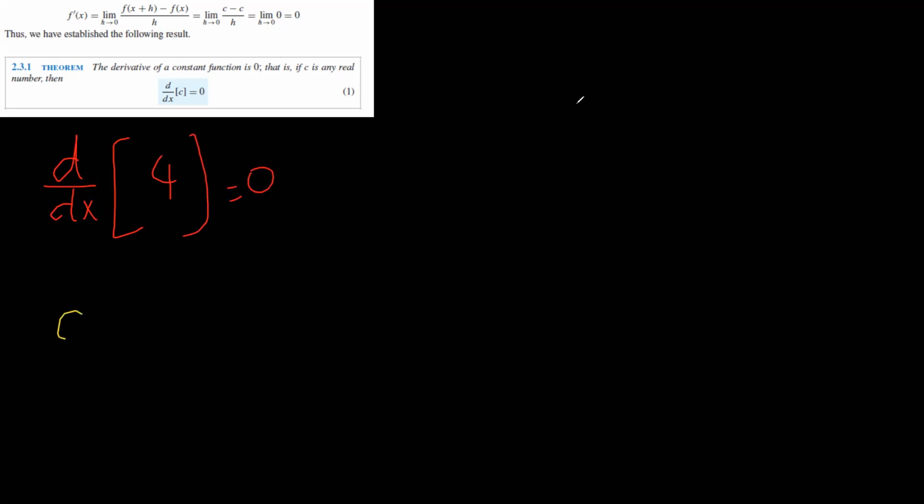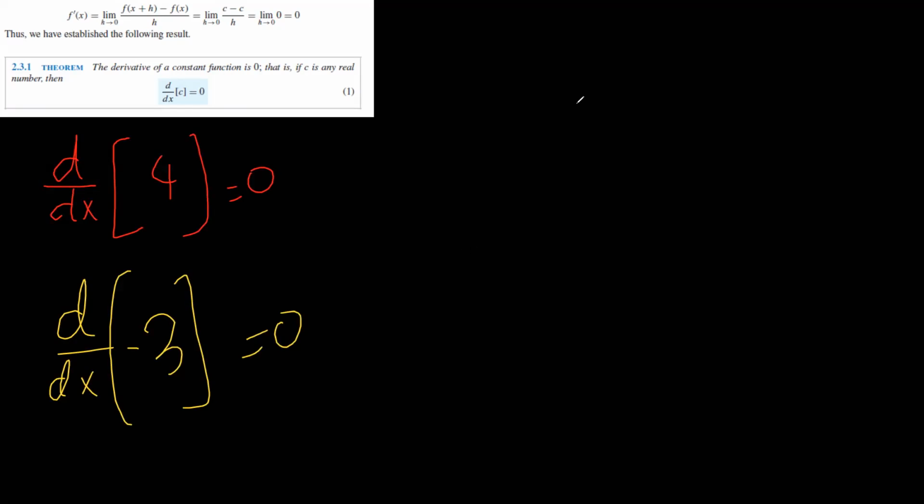And also the derivative of negative 3 is also 0. The derivative of negative 1 over 7 is also 0, and so on. So the derivative of any constant is 0. This is the first rule. The derivative of any constant is 0.